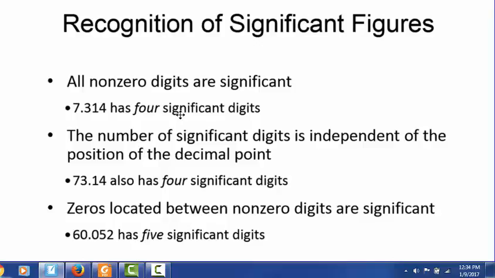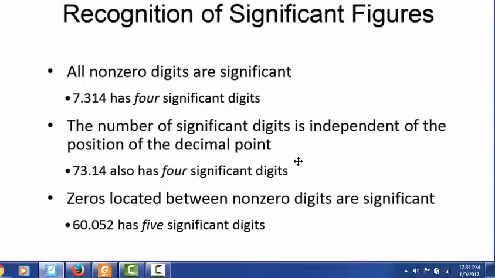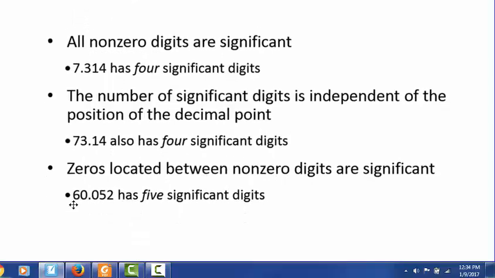The rest of the rules deal with, well, what if there are zeros? When are zeros significant and when are they not? It depends on their placement. If the zeros are in between non-zeros, then they always count. So 60.052. These zeros are in between non-zeros, so they count as significant figures. So 5 significant digits or significant figures in this number.